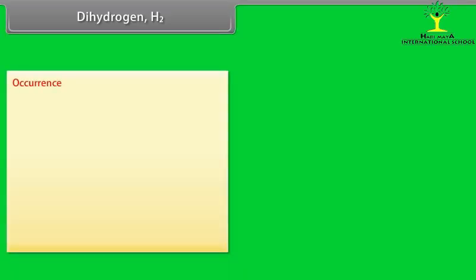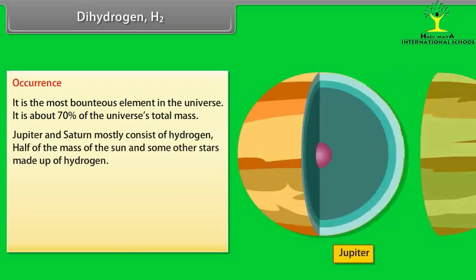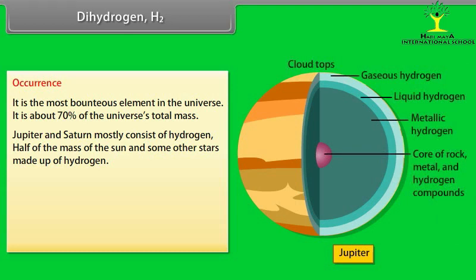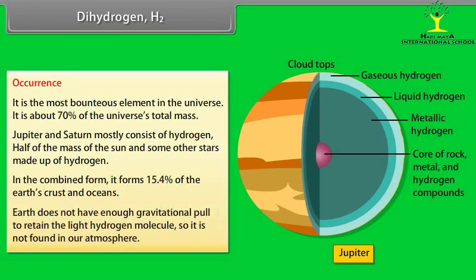Dihydrogen H2 Occurrence. Dihydrogen is the most abundant element in the universe. It has about 70% of the universe's total mass. Jupiter and Saturn mostly consist of hydrogen, and half of the mass of the Sun and some other stars is made up of hydrogen. In the combined form, it forms 15.4% of the Earth's crust and oceans. Earth does not have enough gravitational pull to retain the light hydrogen molecule, so it is not found in our atmosphere.